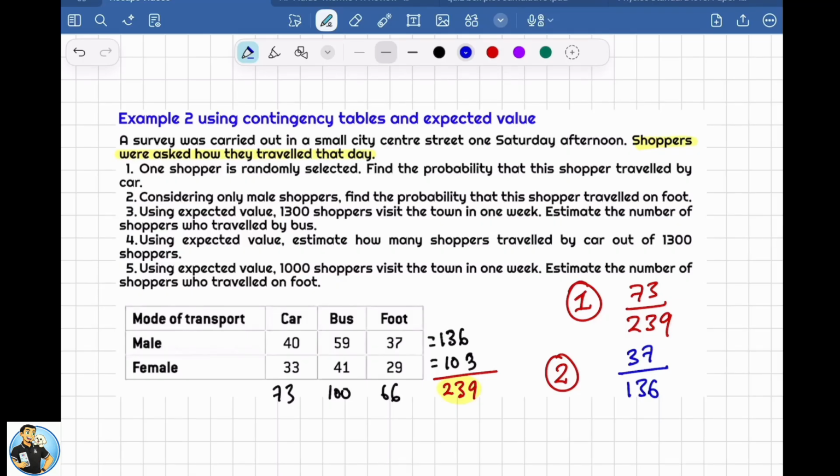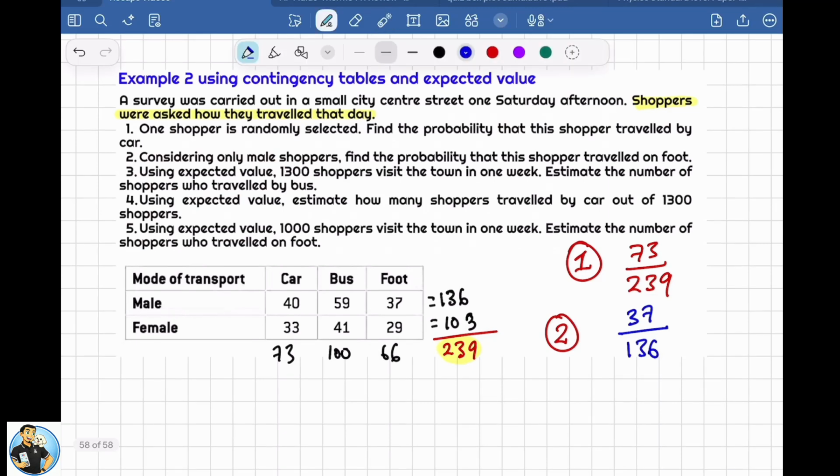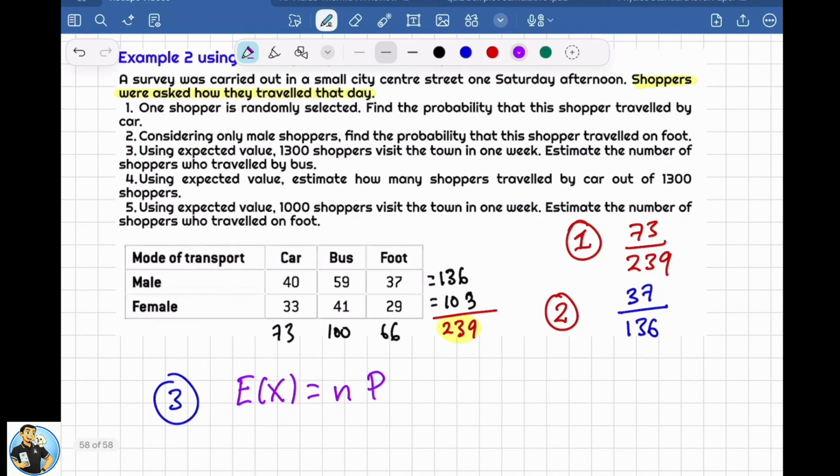The last one, this is the good one. Using expected value. So this is using expected value to perform an estimation. So we have 1,300 shoppers visit the town in 1 week. Estimate the number of shoppers who travel by bus. Okay, if you remember the formula says this, NP. N is the number of trials, and P the probability.